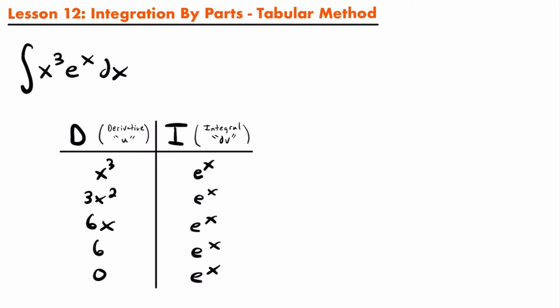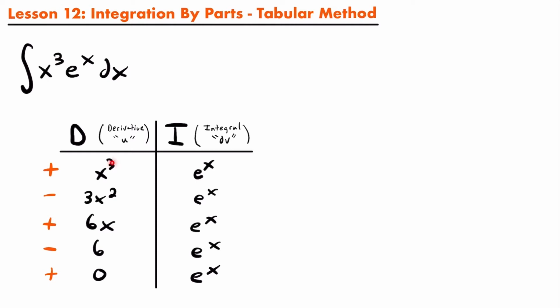All right, but we're not done setting up our table yet. There's one more thing we need to do, and that is put some signs in front of the derivative column. And so this part's pretty simple. You're going to start with a plus sign, and then you're going to alternate between plus and minus until you get to the bottom of your table. And so I'll write a minus in front of 3x squared, then we'll have plus 6x, minus 6, and then plus 0. All right, and so now our table is completely set up. We can now use its contents to find the solution to this integral. And so here's what we're going to do.